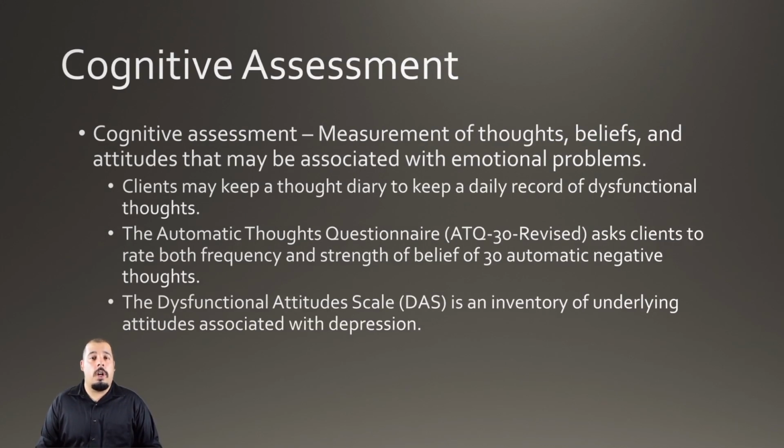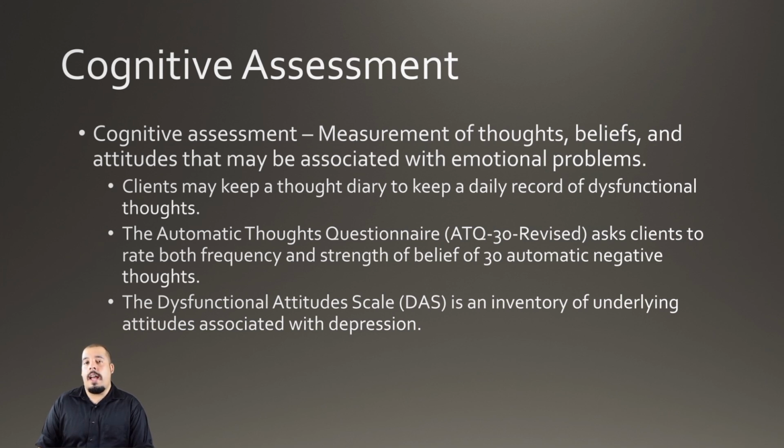Cognitive assessment focuses on the measurement of thoughts, beliefs, and attitudes in order to help identify distorted and self-defeating thinking patterns. Specific methods of assessment include the use of a thought record or diary and the use of rating scales such as the Automatic Thoughts Questionnaire, or ATQ, and the Dysfunctional Attitude Scale, or DAS. A journal or diary will help with recording dysfunctional thoughts and will help clients identify thought patterns connected with troubling emotional states. The ATQ-30 asks clients to rate both frequency and strength of belief of 30 automatic negative thoughts.